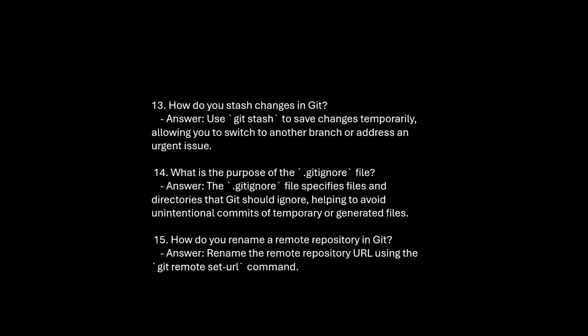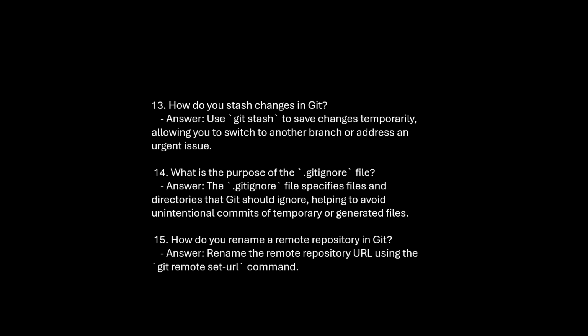How do you stash changes in Git? Use git stash to save changes temporarily, allowing you to switch to another branch or address an urgent issue. What is the purpose of the gitignore file? The gitignore file specifies files and directories that Git should ignore, helping to avoid unintentional commits of temporary or generated files.